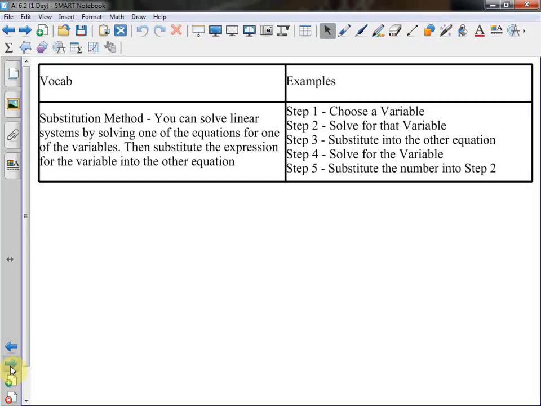Now I have 5 steps here that can help you if you have trouble remembering all the steps, right? Which is: choose a variable, solve for that variable, substitute into the other equation, solve for the variable, substitute the number into step 2, okay? Which isn't as bad as soon as you get the hang of it. All right, so go ahead and take a minute to write that down, and then we'll move forward.